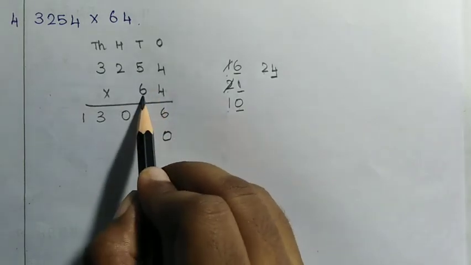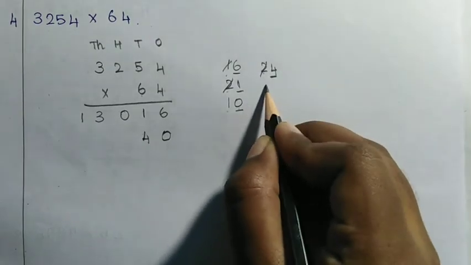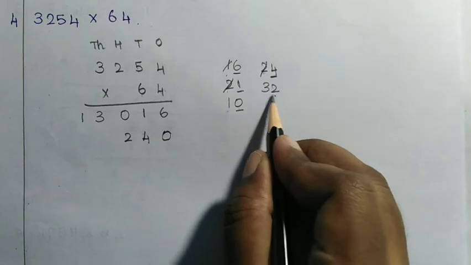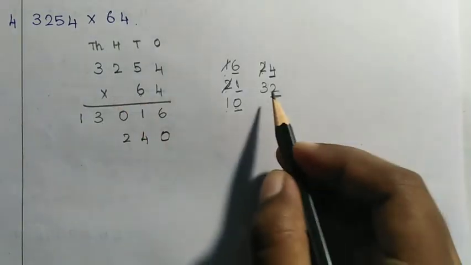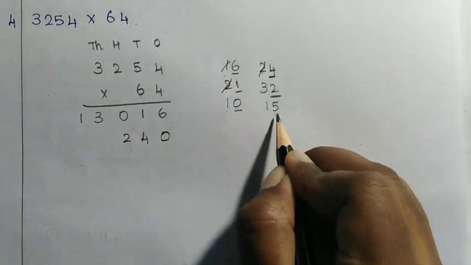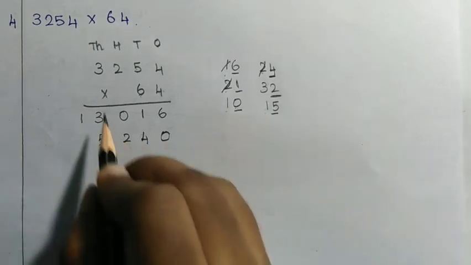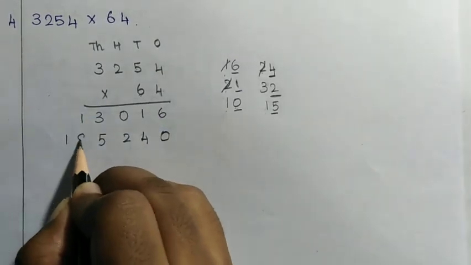Tens place, 5 6s are 30. 30 plus 2, 32. 2 has to be written over here and 3 is the carryover. 2 6s are 12 plus 3, 15. So 5 will be written over here and 1 is the carryover. 3 6s are 18 plus 1, 19.